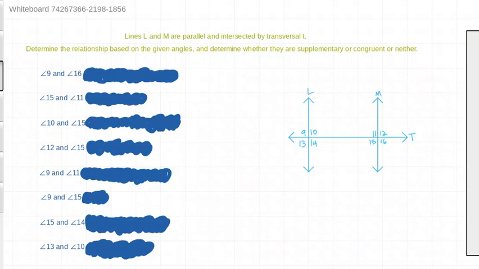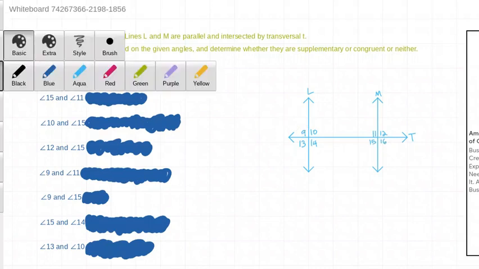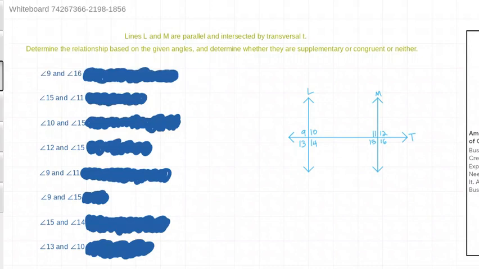Alright, so angle 9 and angle 16. We can see that 9 is on one side of the transversal, 16 is on the other, and they are both exterior angles. So it would be alternate exterior, and we know that alternate exterior is congruent. So our answer would be alternate exterior and congruent.